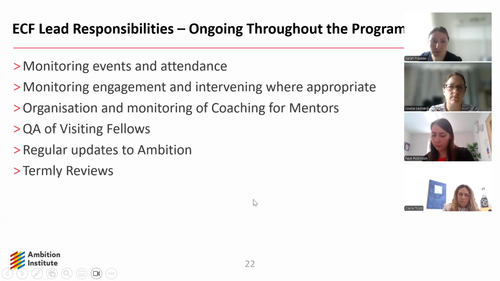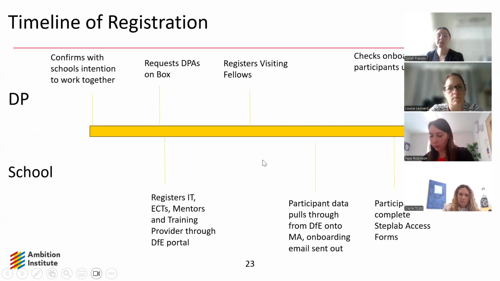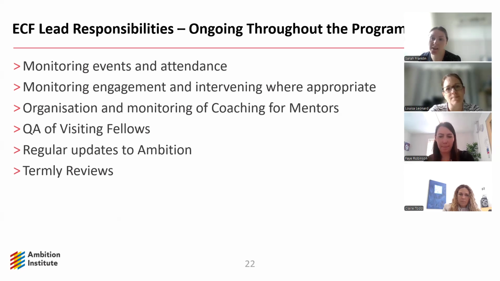So these are the other key responsibilities after onboarding that you would have. Monitoring events and attendance, monitoring engagement and intervening where that's appropriate, organisation of coaching for mentors if you choose to run that. There's quality assurance of visiting fellows. So there is an expectation to quality assure all of your visiting fellows to ensure that you're happy with the quality. Updates to Ambition will just come through our meetings really.